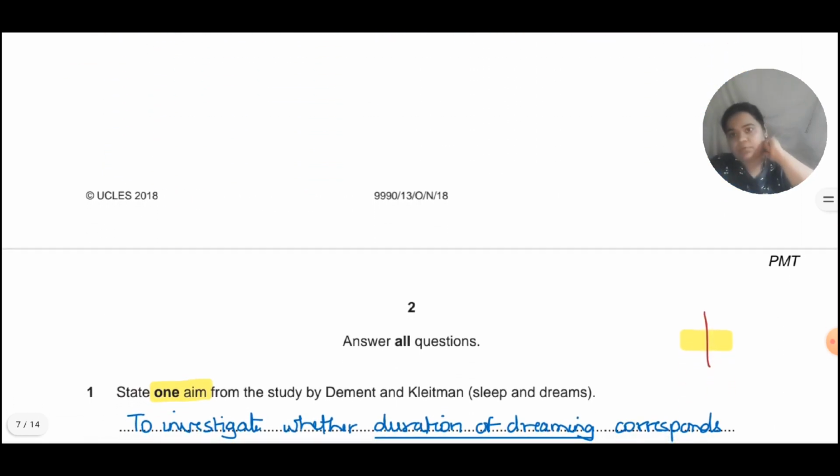Also, I forgot to mention, these are actual past paper questions. You can see always on the bottom of any past paper, you will get to see the variant and the year. So this is October/November 2018, paper 3, variant 1. So from here you can make out these are actual questions of the past papers.